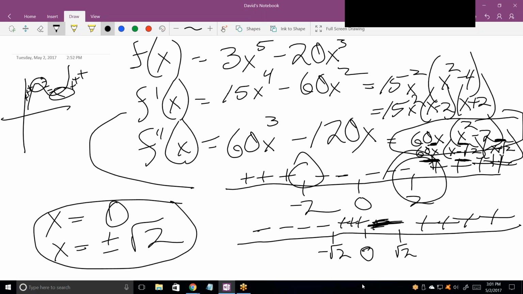And you can kind of see on my second derivative curve that it goes from minus to plus right there. It goes from plus to minus to minus.